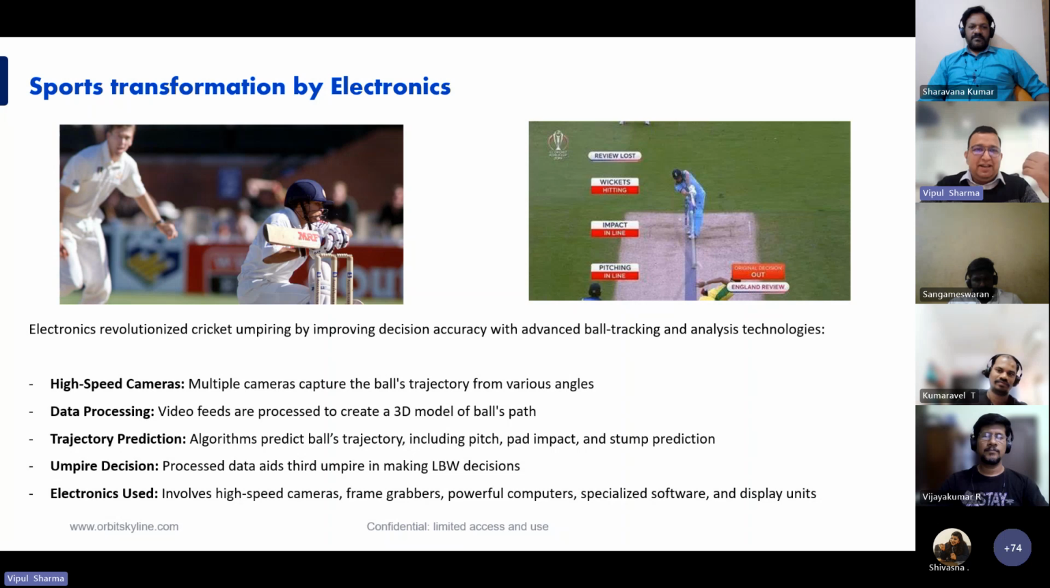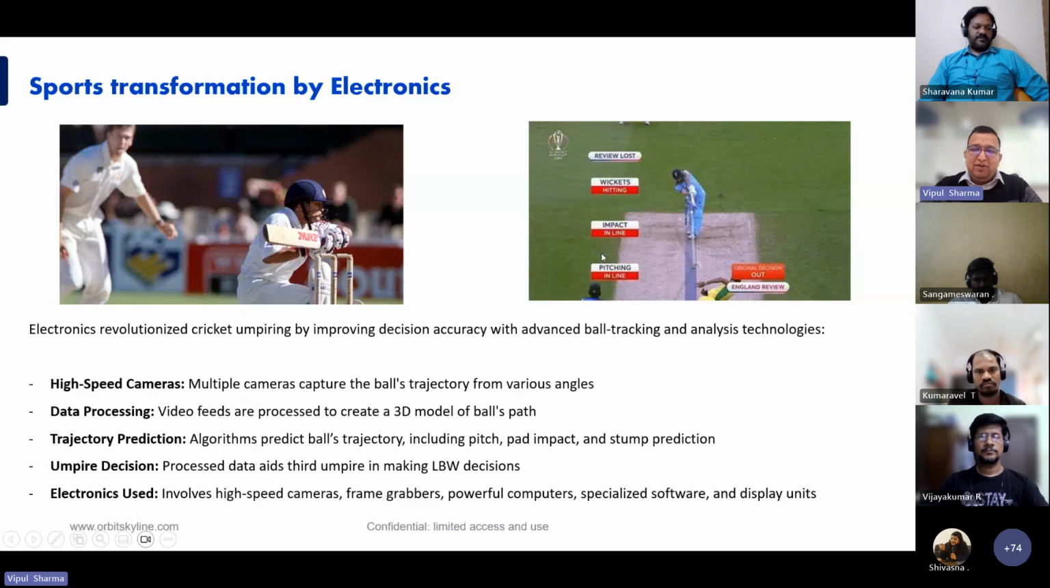At that time you had to accept the word of an umpire. Whatever the umpire has given, you have to follow it. If he has given you out, you are out. You have to leave the ground. But now just imagine how decisions are given nowadays. I'm giving an example of cricket, but it applies to almost all sports.